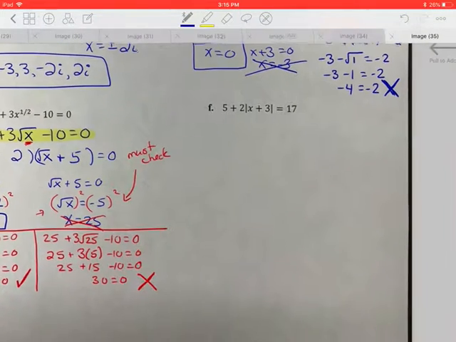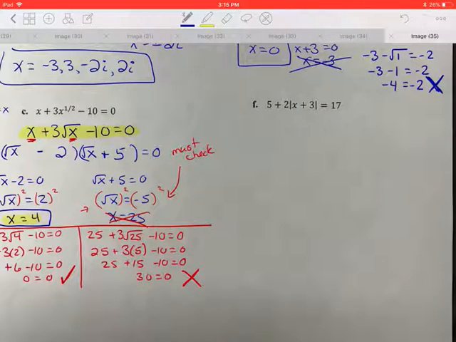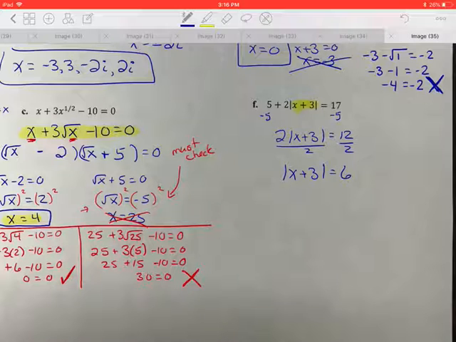All right, now your last equation is an absolute value. So absolute value equations are different than all the others. But one thing that's the same as the problems I just did is I need to isolate that piece first. I just want to isolate the absolute value of x plus 3. So let's move the 5 over. I get 2 times the absolute value of x plus 3 equals 12. And then I divide by 2. So I want to do this first. I want to get this by itself.